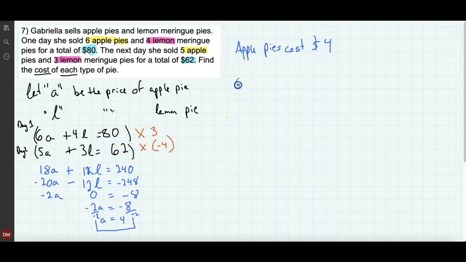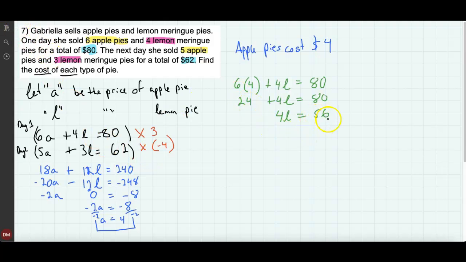So let's say we use 6A plus 4L equals 80. We know the cost of an apple pie is $4, so I'm going to substitute 4 for A. I could have used the other equation and I'm still going to get the same solution. Remember, this is a system of equations. So 24 plus 4L is equal to 80. Then I subtract 24 from both sides, so I have 4L is equal to 56.